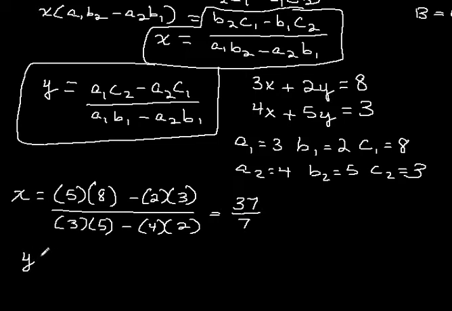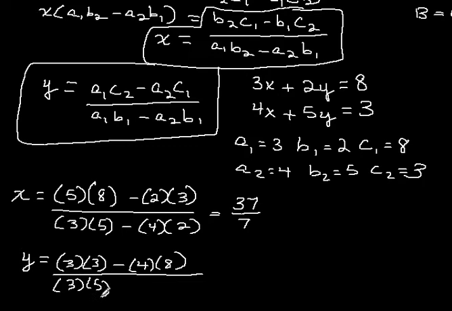And if we do the same thing for our y, we would substitute a sub 1, which would be 3, times c sub 2, which is 3, and we're going to get 3 times 3 minus 4 times 8, all over 3 times 5 minus 4 times 2. And if we multiply all that out, we're going to get negative 23 over 7. You can kind of see, if you had a whole bunch of these systems of equations, it would be kind of nice just to plug them in and get your x and y values out.